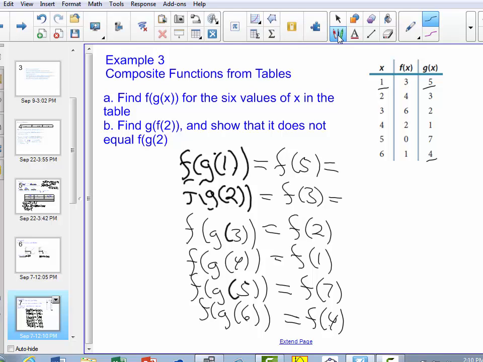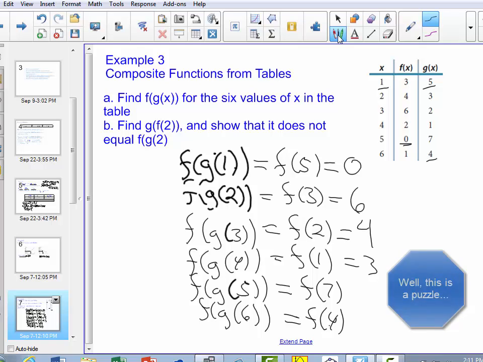When x is equal to 5, f is equal to 0. When x is equal to 3, f is equal to 6. When x is equal to 2, f is equal to 4. When x is equal to 1, f is equal to 3. When x is equal to 7, we don't have a value for f of x. There's no value in the table for x is equal to 7.